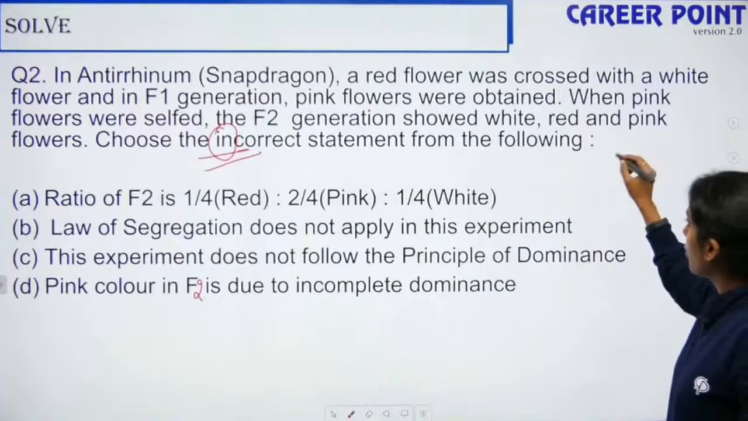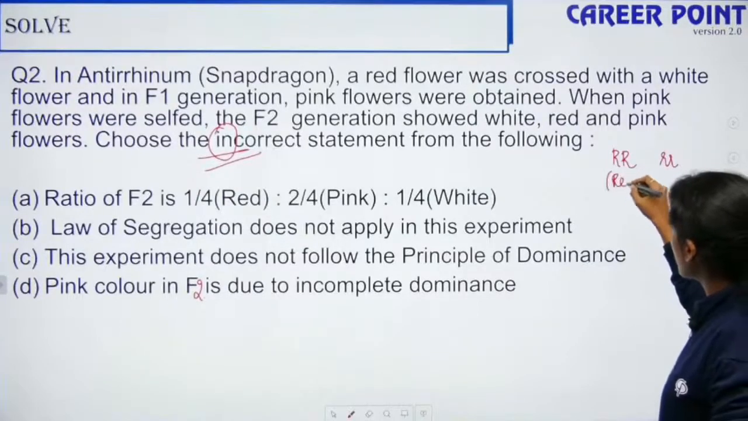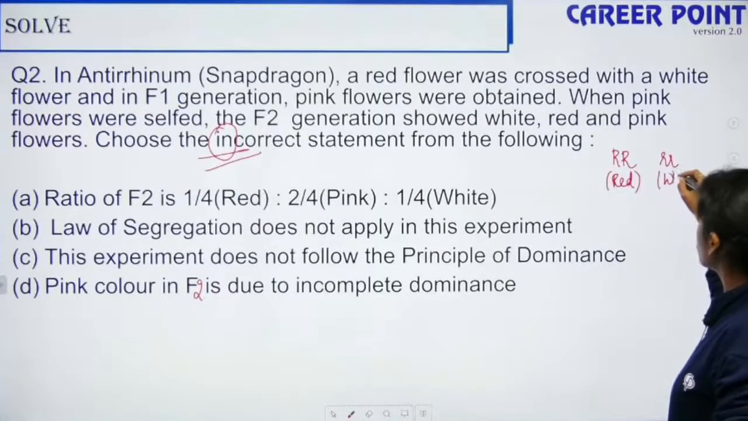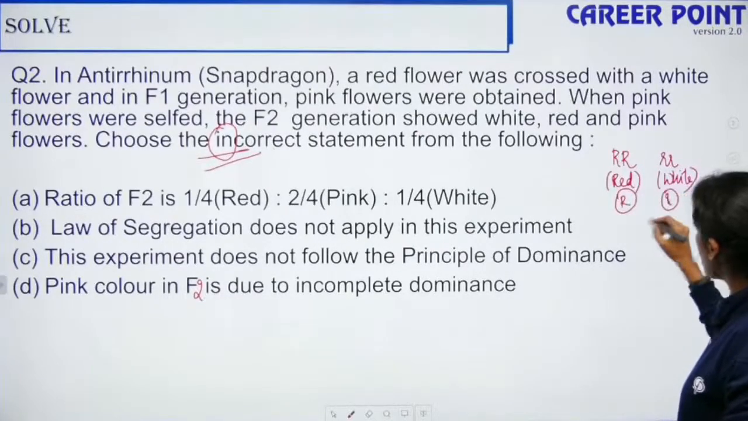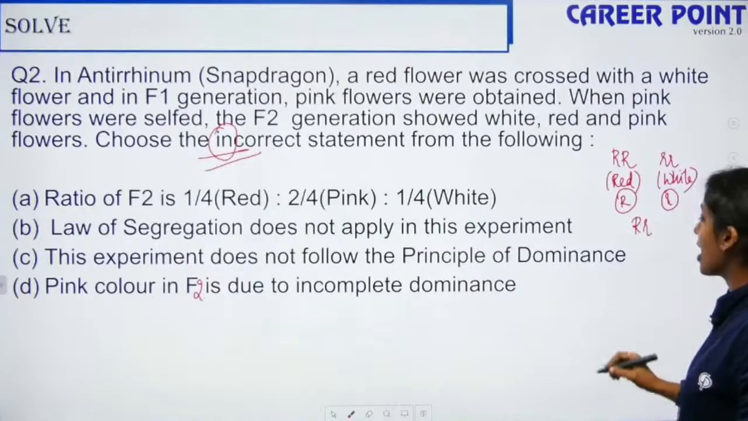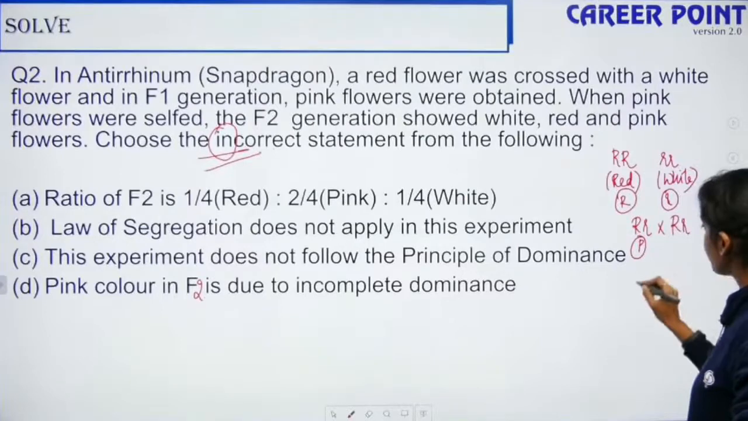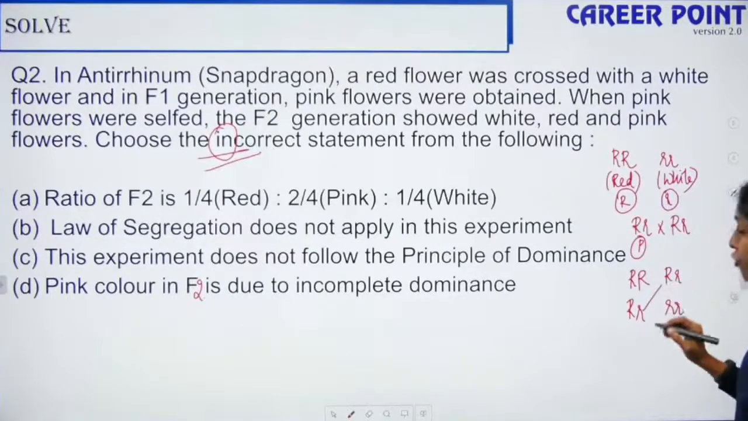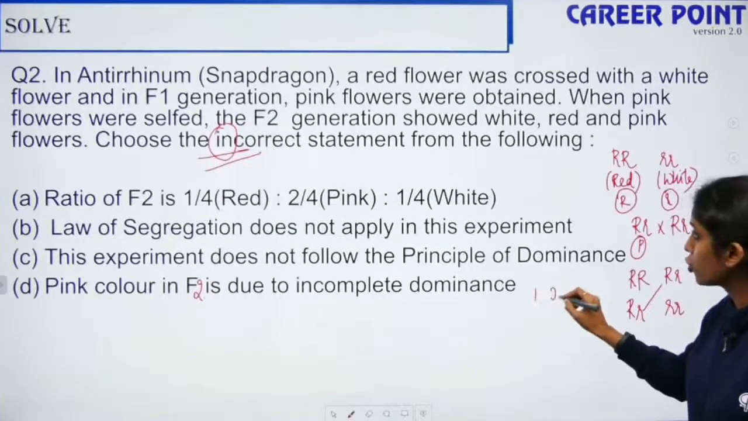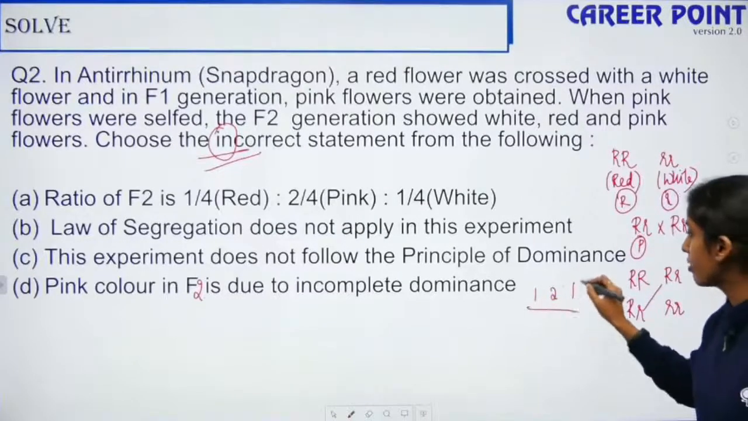So the F2, okay, so it is like this. Red color, white color. So this is red flower, this is white flower. For all those who do not know how to solve, here the gamete is R, here it is R. So this is my F1 generation, this is pink in color. So I cross it and I get 4 offspring like this. So I have 1 white, 2 pink and 1 red. So this is my ratio.